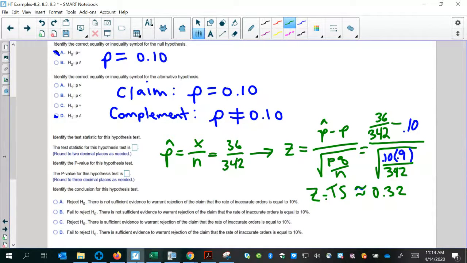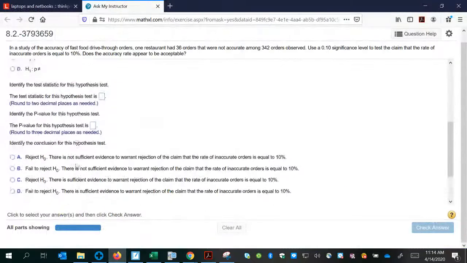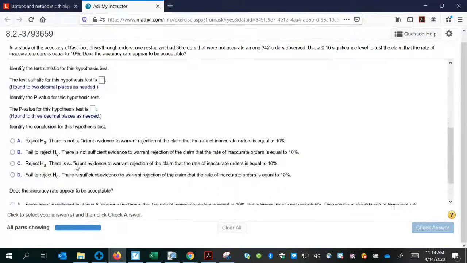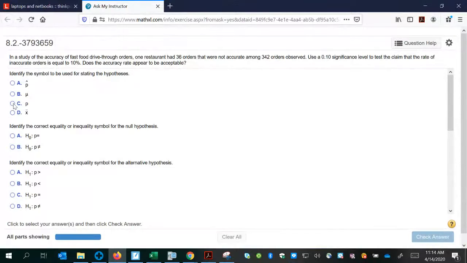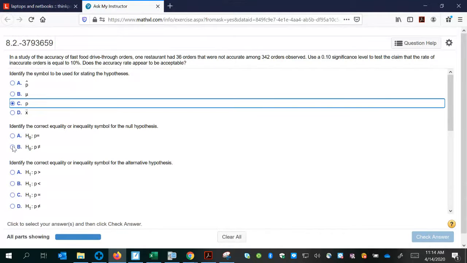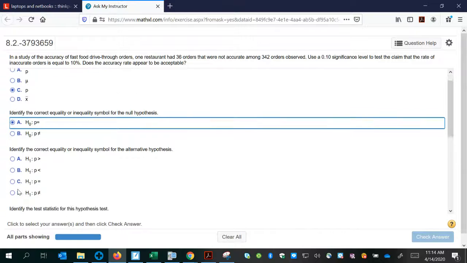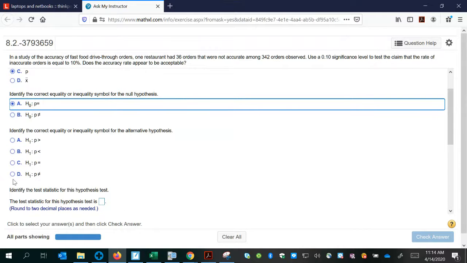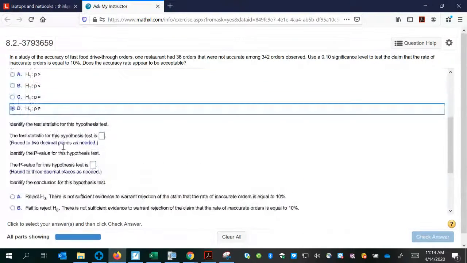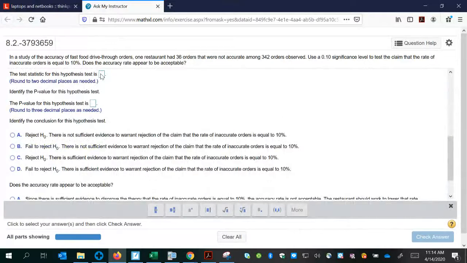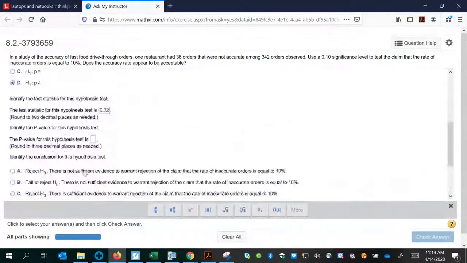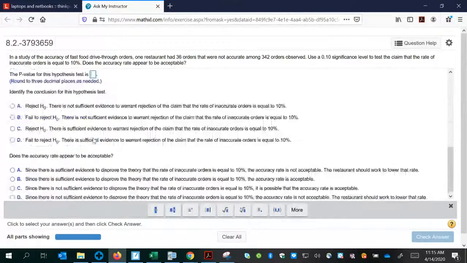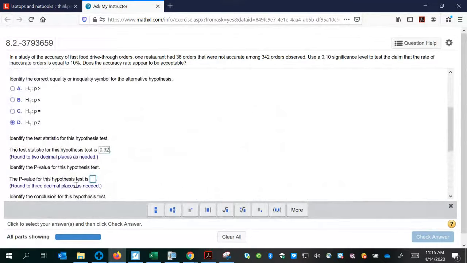All right, and let's try that with the question that I was sent here by the student. I'll go ahead and put in all the answers that we did so far. The symbol for stating the hypotheses is P. The null hypothesis uses the equal sign. The alternative hypothesis uses the not equal sign. And the test statistic to 2 decimal places, 0.32. And we can't check them as we go, so I guess we'll have to keep going because this isn't set up to do little pieces at a time.